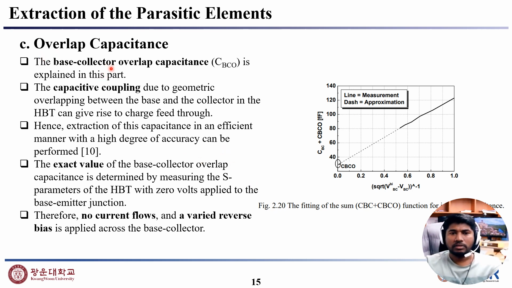And thirdly, overlap capacitance. The base collector overlap capacitance is explained in this part, and the capacitive coupling due to the geometric overlapping between the base and the collector in this HBT can give rise to charge feed through. The exact value of the base collector overlap capacitance is determined by measuring the S parameter of the HBT with 0 volt applied to the base emitter junction, and therefore no current flows, and a varied reverse bias is applied across the base collector.